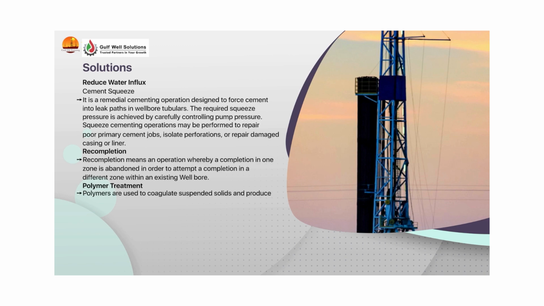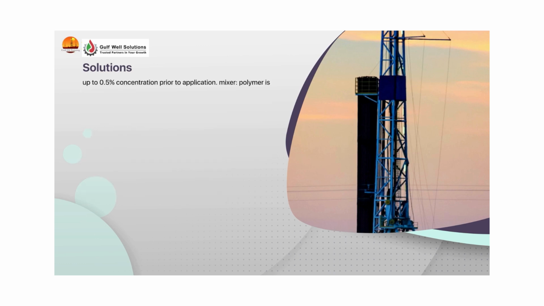Polymer treatment. Polymers are used to coagulate suspended solids and produce large curds of solid materials, floc. Should be diluted with water up to 0.5% concentration prior to application. Mixer: polymer is added with an eductor and funnel. Most dry polymers require 1 to 4 hours of solution aging.